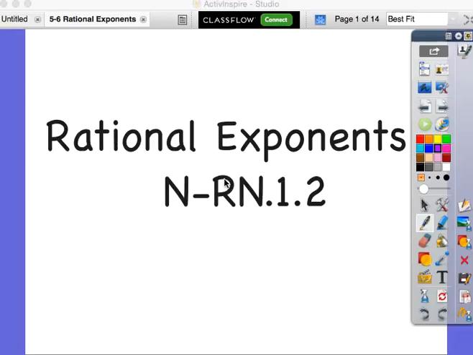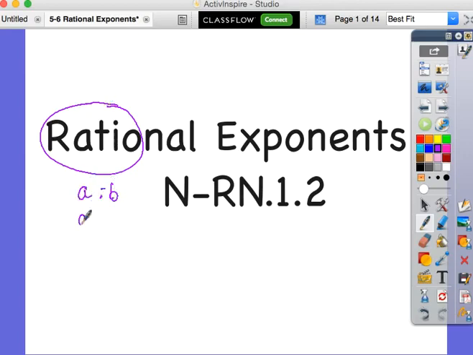Okay, today's lesson is on rational exponents. If you look in the word rational, you can see the word ratio. A ratio is a comparison of two numbers, and if you recall, a ratio can be written like this. It can be written this way, using numbers usually, or it can be written as a fraction.